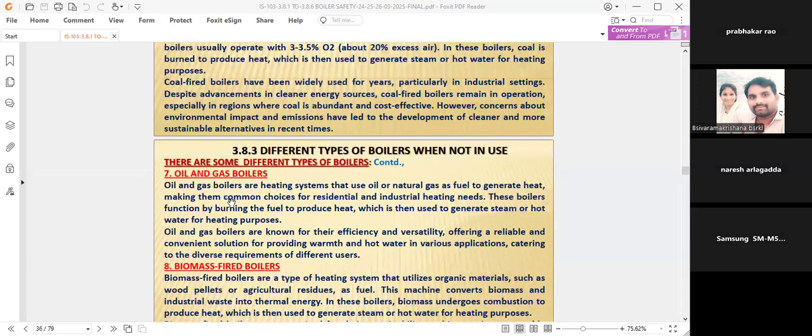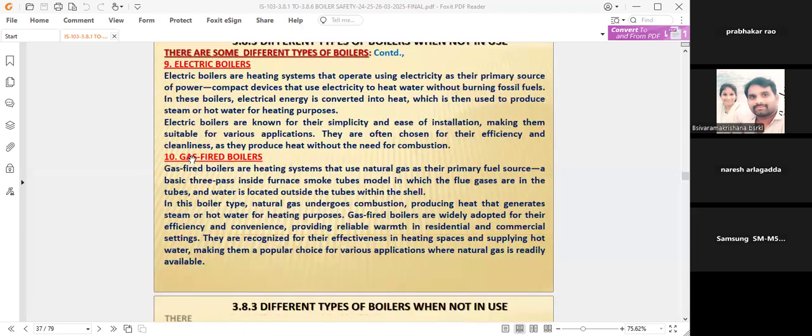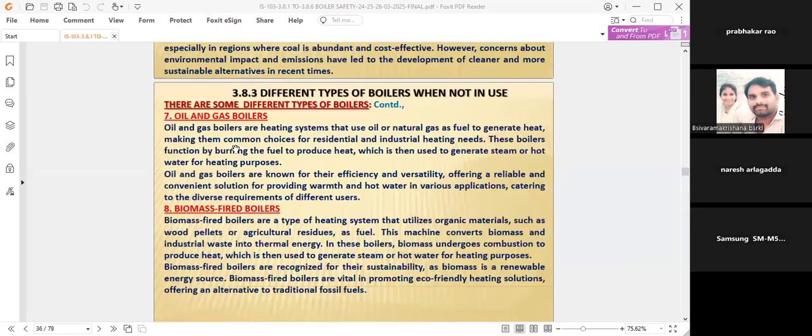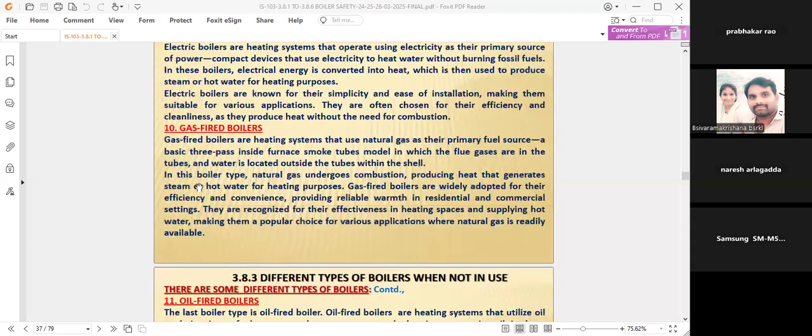Gas-fired boilers are the same as oil and gas. Why is it separate here? Because here it is only gas-fired boilers, not combined oil and gas, limited to gas only. Gas-fired boilers are heating systems that use natural gas as their primary fuel source. That is, one primary source is natural gas.